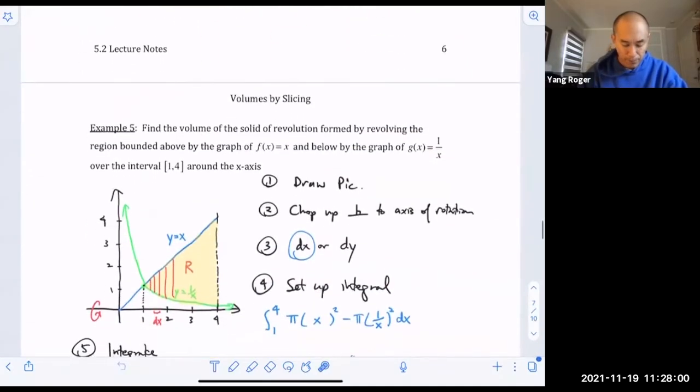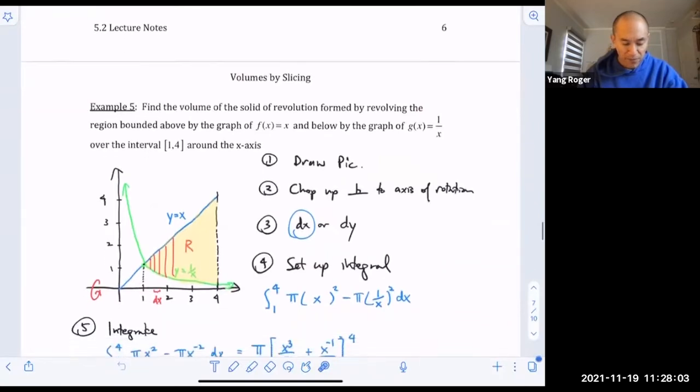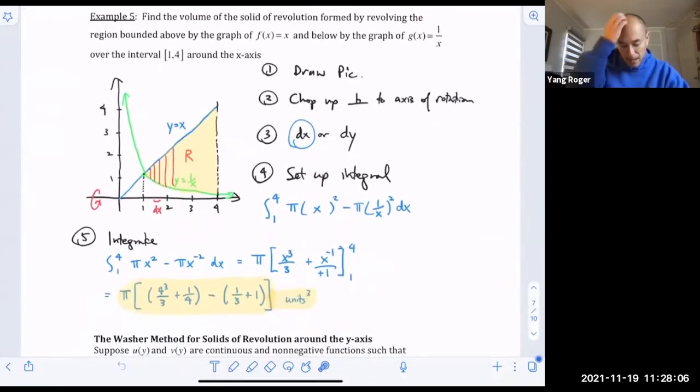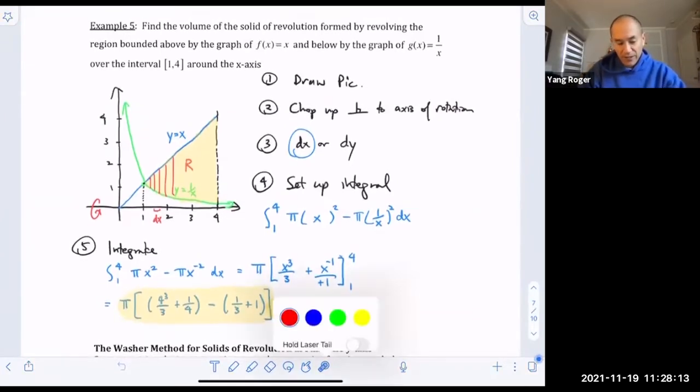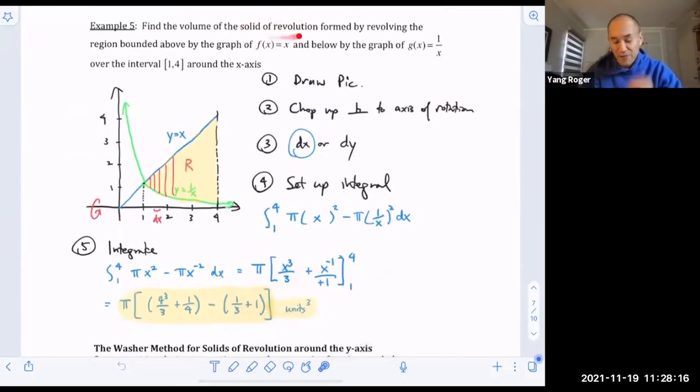So if we look at example 5, it's kind of a good example. We want to find the volume of the solid of revolution. That's the entire 3D object formed by revolving the region bounded above by the graph f of x equal to x. So this blue line right here, that's the upper boundary of the region of integration, and below by the graph g of x equal to 1 over x. That's this here.